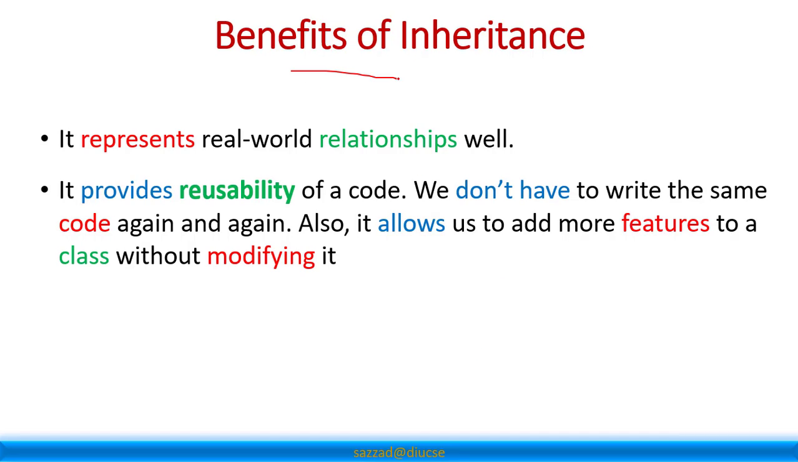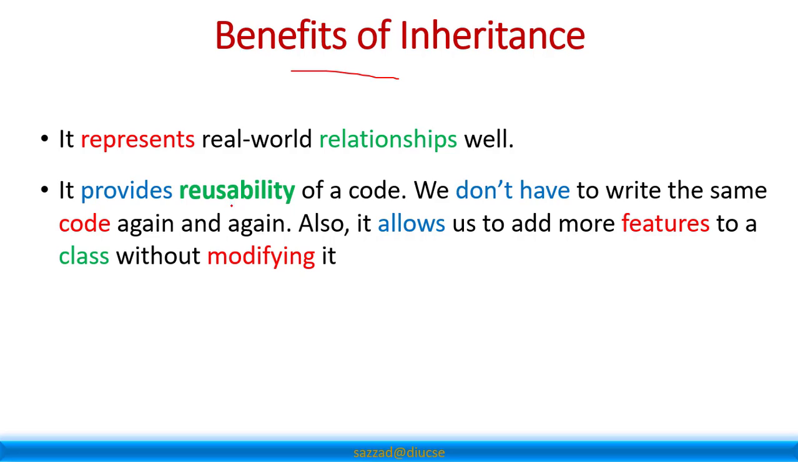Okay, so benefits of inheritance. From the example, we already came to know what the benefits of inheritance are, but if we mention them precisely, first, it represents the real world relationship well. Whenever we implement a real world project, there will be a number of classes and some relationship between each and every class. So that's why it represents relationships well.